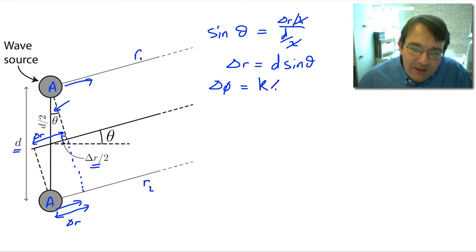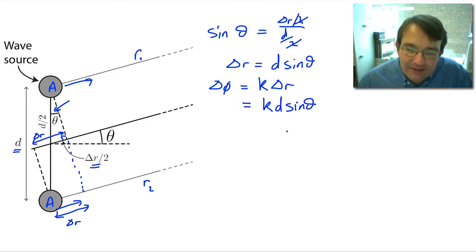And so the phase difference here is just the wave number multiplied by the difference in the propagation length, because remember, these things are perfectly in phase and they have the same amplitude. And so my phase difference between these two sources at my point, which is a distance r away at an angle theta, is going to be k times d times sine theta.